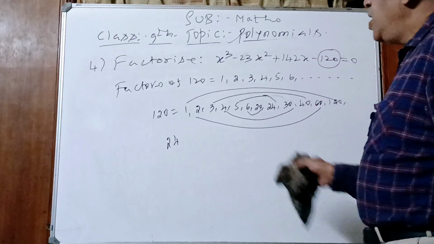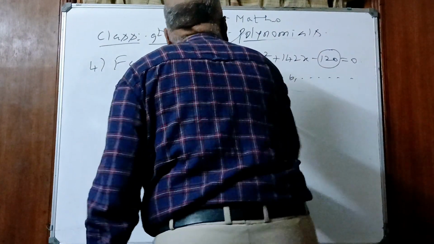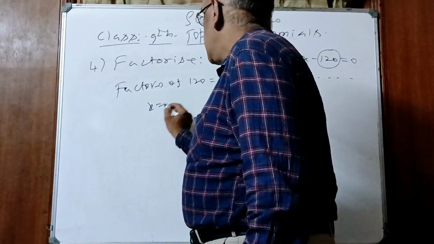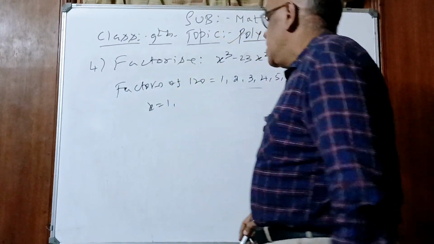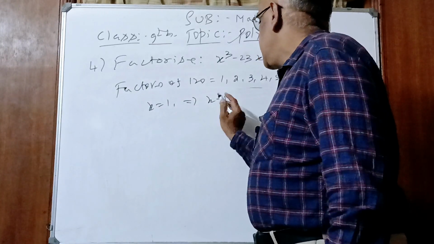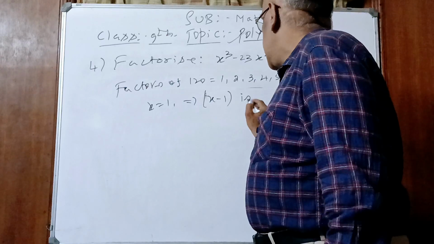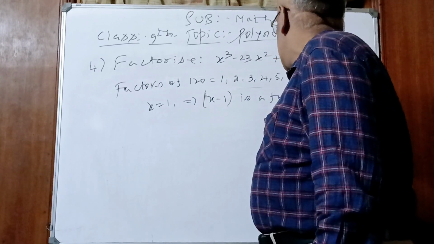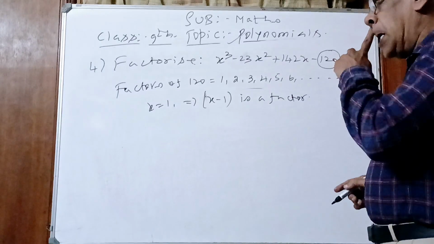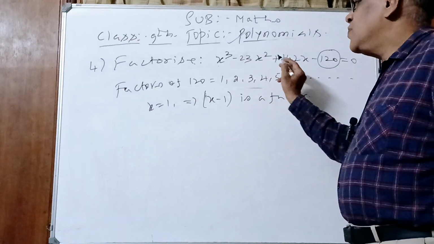No need to take all. Take 1, 2, 3, 4, 5, 6 and so on. Now take x equal to 1. So x equal to 1 is the zero of this polynomial. What does it imply? It implies that x minus 1 is a factor. X minus 1 is a factor. Yes or no, children? So x minus 1 should be a factor.